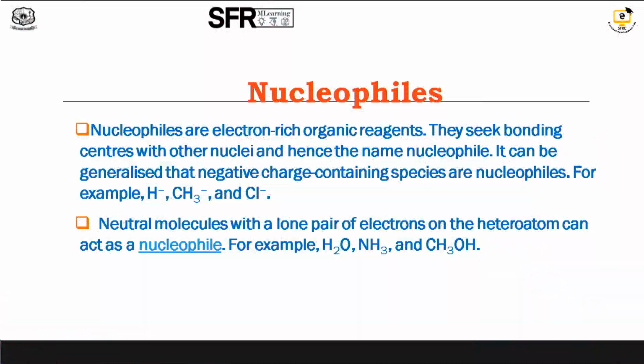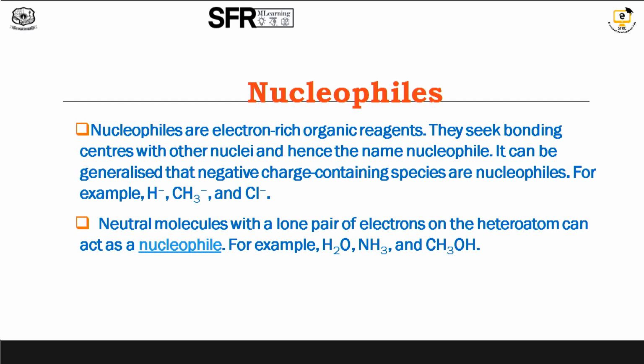Next we will see nucleophiles. Nucleophiles are electron rich organic reagents. So they are always seeking positively charged centers. They seek bonding with other nuclei and hence the name nucleophile. So it can be generalized that negatively charged species are nucleophiles. For example, H minus, we have seen H plus, here it is H minus, CH3 minus and Cl minus.